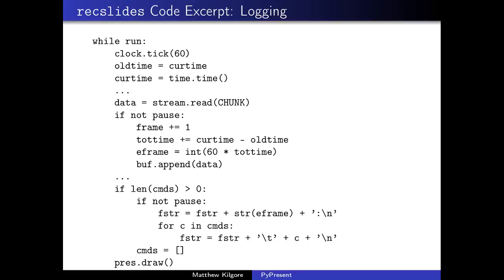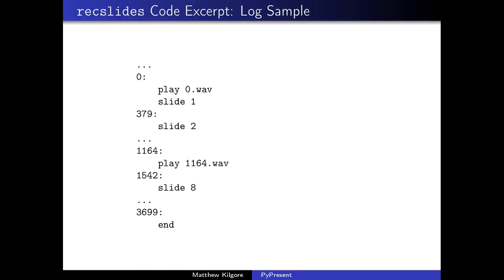And then at the end of each iteration, we take all of the commands we've done in that loop and we add them to this F string, FSCR. And when we're done, we write everything in FSCR to a log file, which looks like this. It includes the frame number, the effective frame number, and what we did then. Simple, but effective.